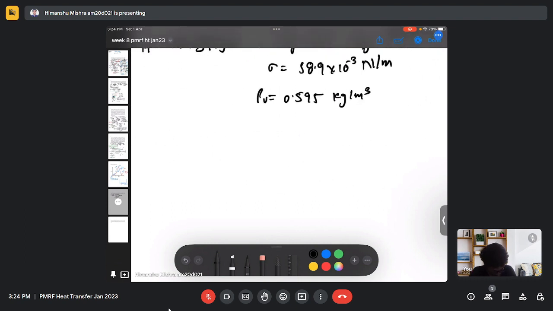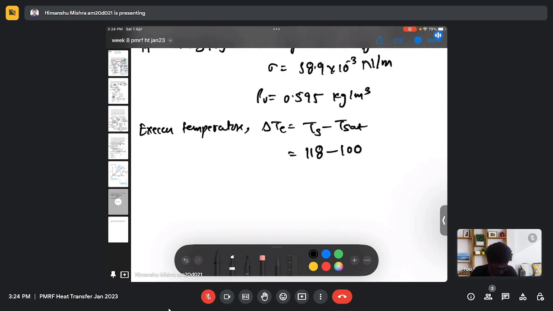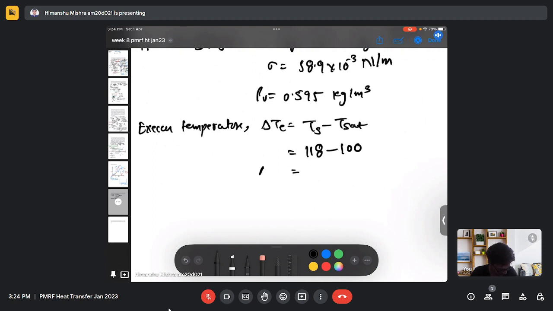And my excess temperature is the difference between the temperature of the surface and the saturation temperature. So the temperature of the surface given in the question is 118, and my saturation temperature is 100 degrees Celsius. So my excess temperature will be 18 degrees Celsius.